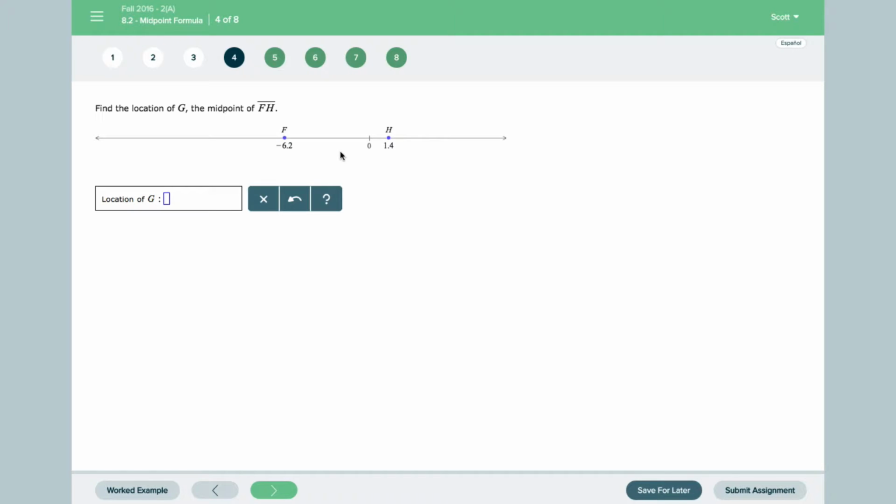Number 4, we have 2 numbers, -6.2 plus 1.4. I'm going to do it on the calculator. -6.2 plus 1.4 is -4.8. And then we're going to divide that by 2, and that gives us -2.4. And so that would be my midpoint.